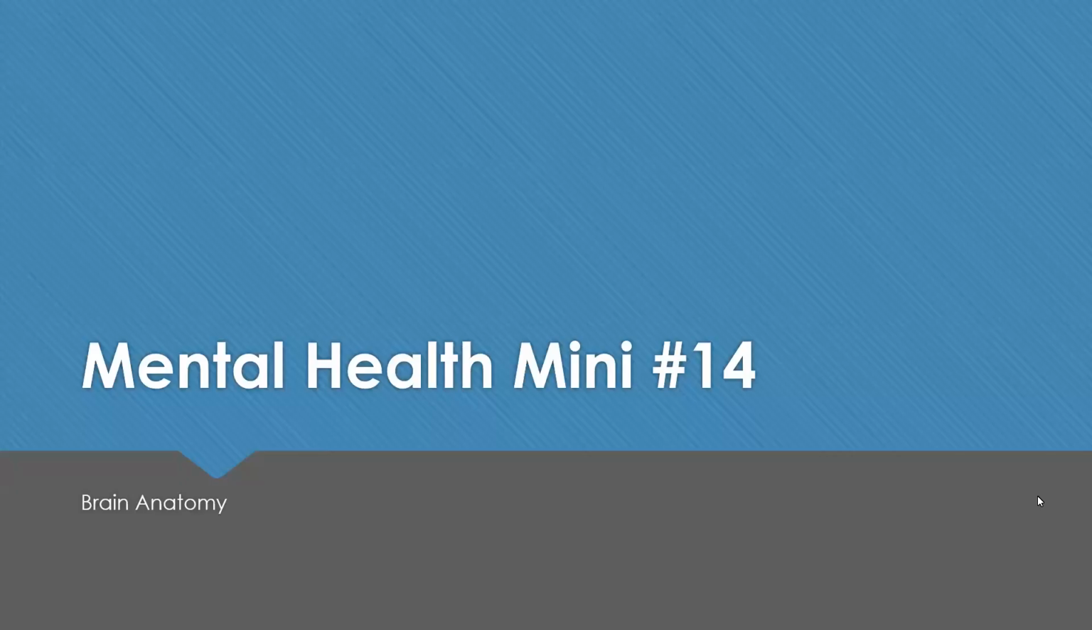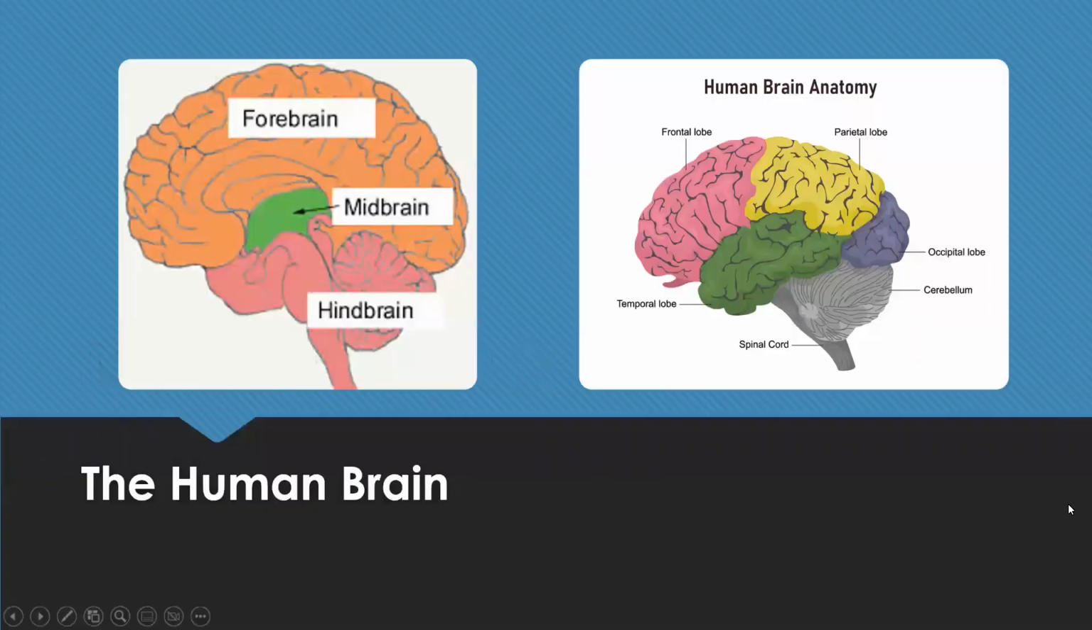Welcome to Mental Health Mini number 14, where we'll talk about brain anatomy. The human brain can be categorized by a lot of different structures. For example, we can categorize it based on the forebrain, the midbrain, and the hindbrain, or based on the different lobes, like the frontal lobe, parietal lobe, temporal lobe, and occipital lobe. We can break it down between the cerebrum, the cerebellum, and the spinal cord, or the right side of the brain versus the left side of the brain.